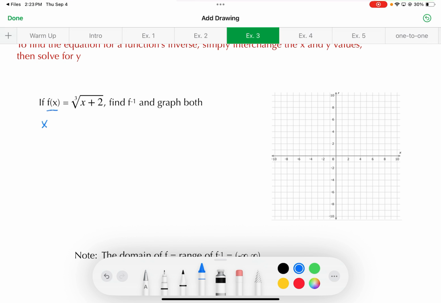And let's do a table. Let's be strategic about this. I want to be able to take cube roots of perfect cubes, right? So think about some values of x that after I add 2 would create perfect cubes. Negative 10 would be a good option. Negative 10 plus 2 is negative 8. What's the cube root of negative 8? Negative 2. Good. So go ahead and plot that right there.